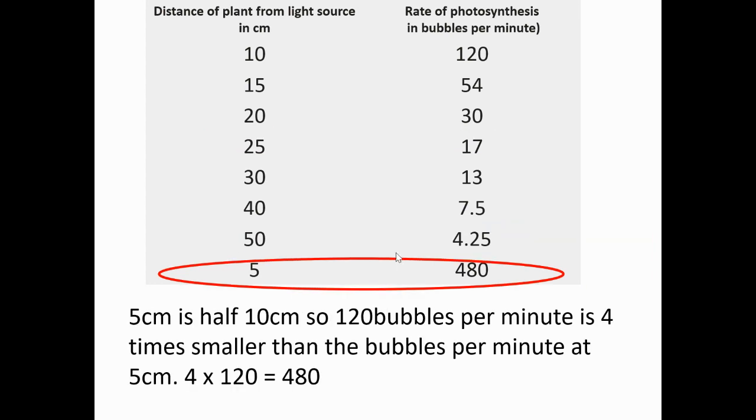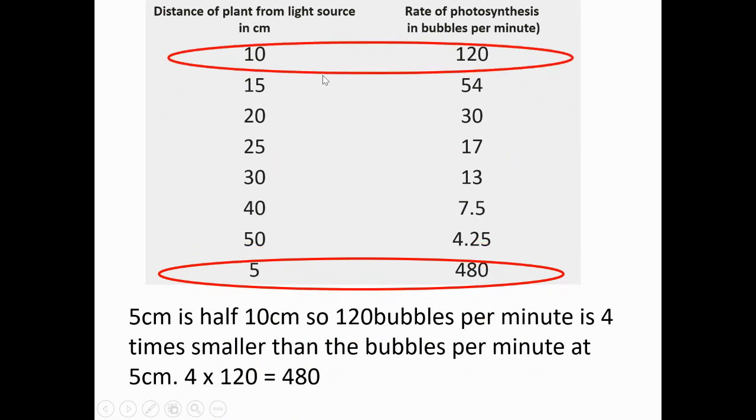The last one, bit more difficult. I actually worked backwards because we knew what 10 was. So this is the logic. 5 centimeters is half of 10 centimeters. So 120 bubbles per minute is 4 times smaller than the bubbles per minute at 5 centimeters. So the one at 5 is going to be 4 times bigger, just like every time you double something. So double 5 to 10, you could make a mystery number 4 times smaller. But if we're working backwards, we could make this number 4 times bigger. And 120 times by 4 is 480.